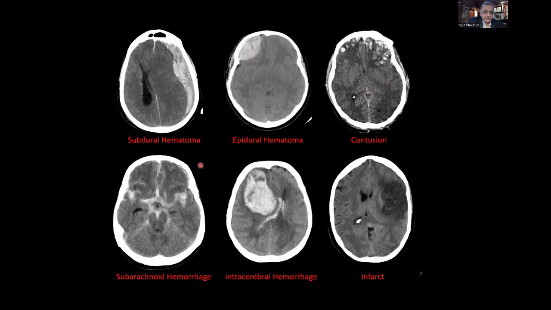This is subarachnoid hemorrhage because the blood is in the subarachnoid space. And again, you see this ventricle, which is the temporal horn of the ventricular system. It's a little dilated. And this is intracerebral hemorrhage.